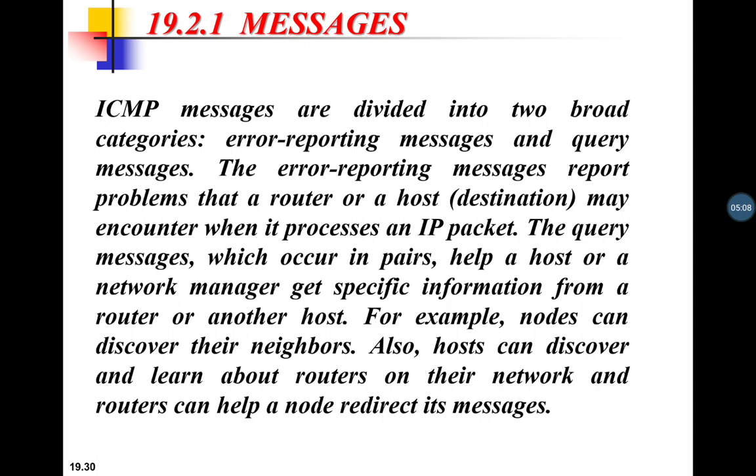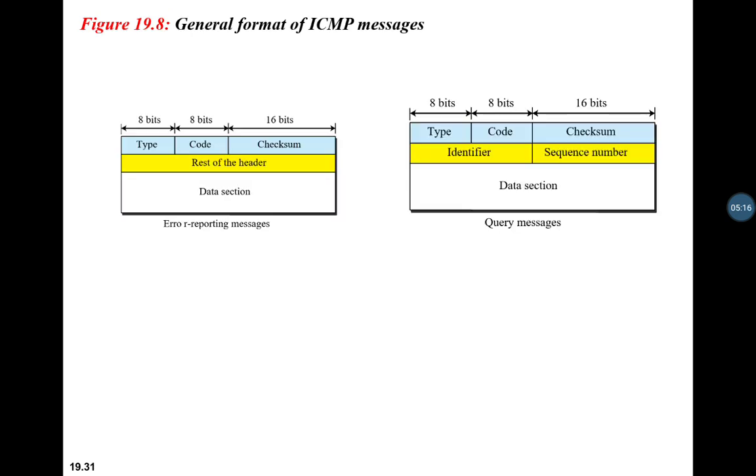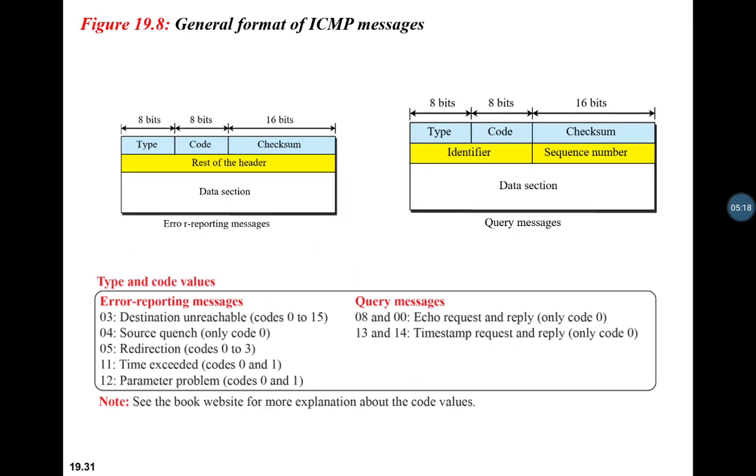Now, the ICMP message has an 8-byte header. This is the general format of the ICMP message. In that, the first 4 bytes are common to both message types, error reporting as well as query messages. You can see here 16 plus 8 plus 8, that means altogether it is 32 bits. 32 bits is nothing but 4 bytes, which are common. We have a type of 8 bits, code of 8 bits, and checksum of 16 bits.